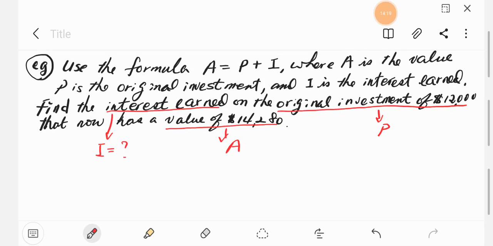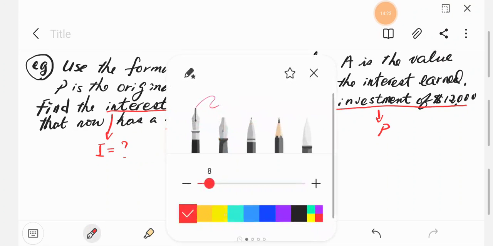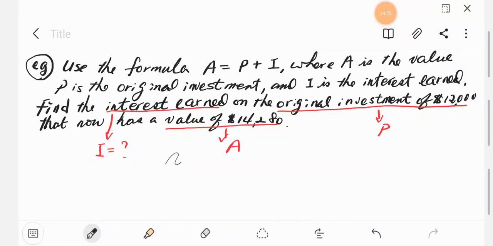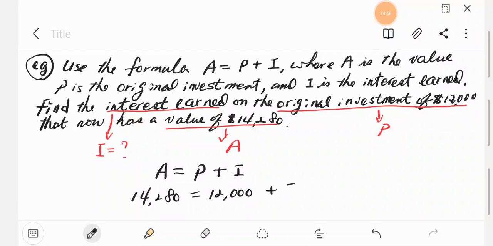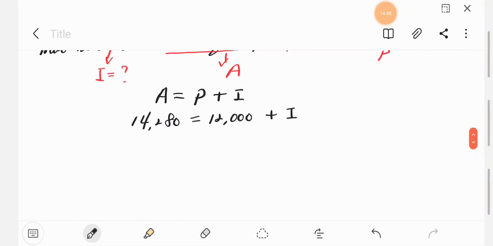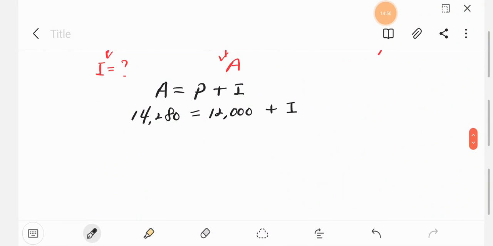So why don't we just replace these two values? The given equation is A equals P plus I, and we want to find I. So replace the value of A. So what's the value of A? 14,280 equals the value of P, which is 12,000, plus I. So from this equation, we can now find the value of I.